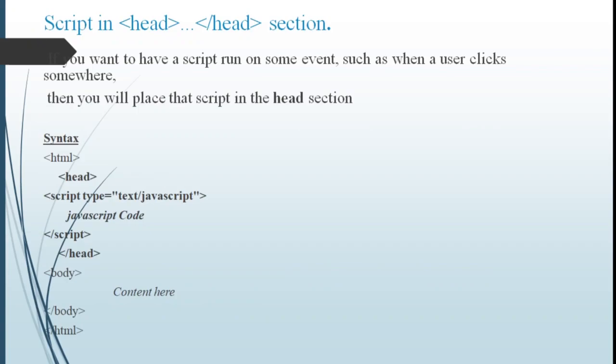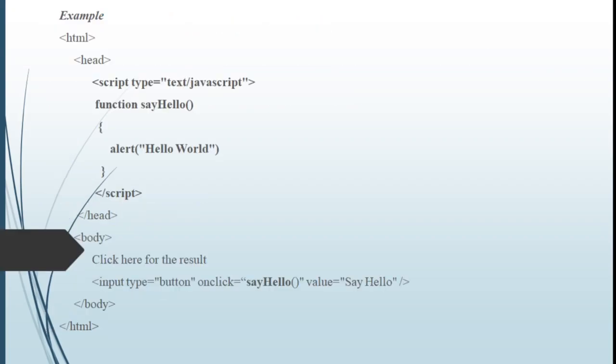Script in head section. If you want to have a script run on some event, such as when a user clicks somewhere, then you can place the script in the head section. For that, see the syntax. HTML, head, script has two attributes: one is language and the other one is type. Script type equals text/JavaScript. Enclose the code in this script tag. Close head section, body content, finally close HTML.